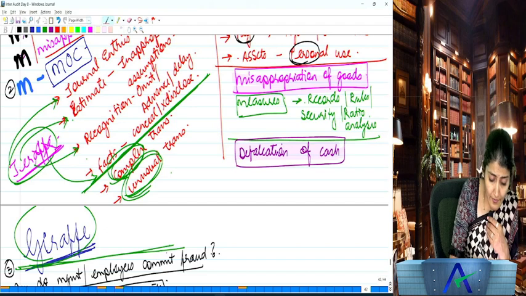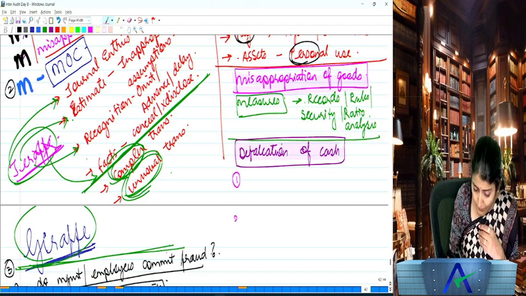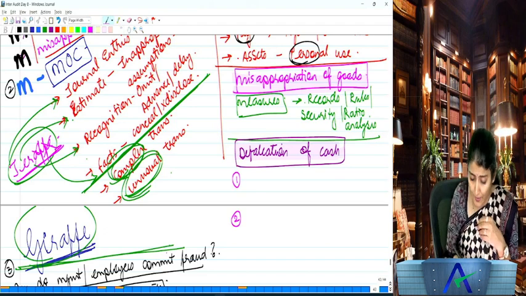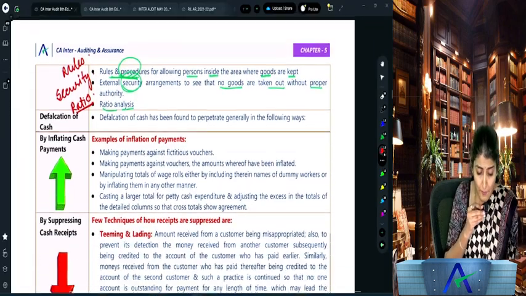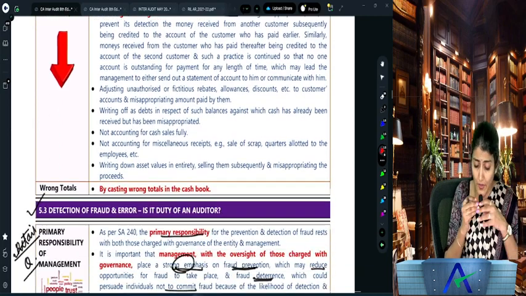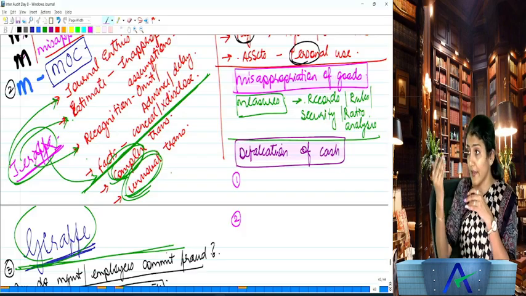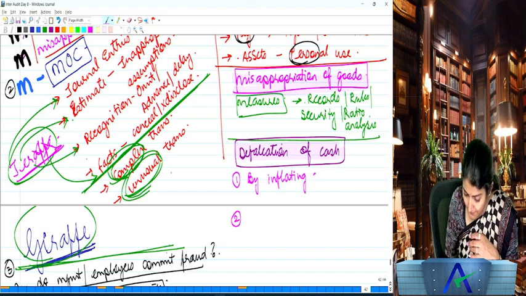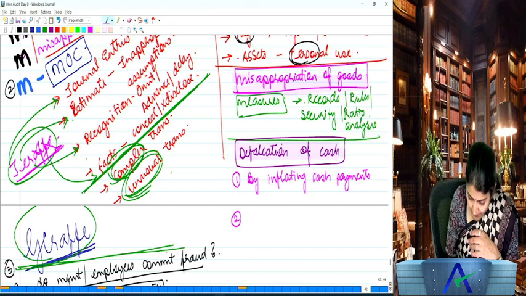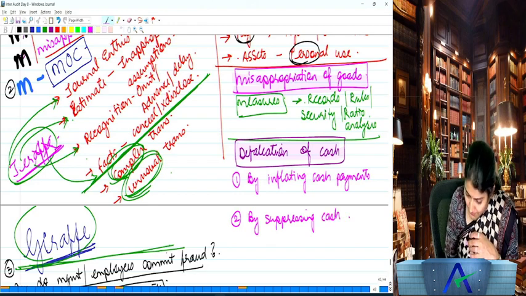And defalcating the cash, what does it say? How can you defalcate the cash of the company? One, either by inflating the payments, or second, by suppressing the receipts, or by taking the wrong totals in the cash book, right? So one, by inflating the cash payments. Second, by suppressing the cash receipts.